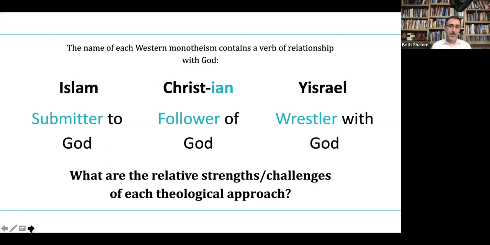I shouldn't say easier. It's more simple to be a follower of God than a wrestler of God. I'm comparing it a lot to Judaism, just because I'm Jewish. To be a follower of God seems to be a more simple approach, less complex than what we have. So that's a strength. A challenge, similar, is that there's not a lot of choices. Any other nuances that you can think of?